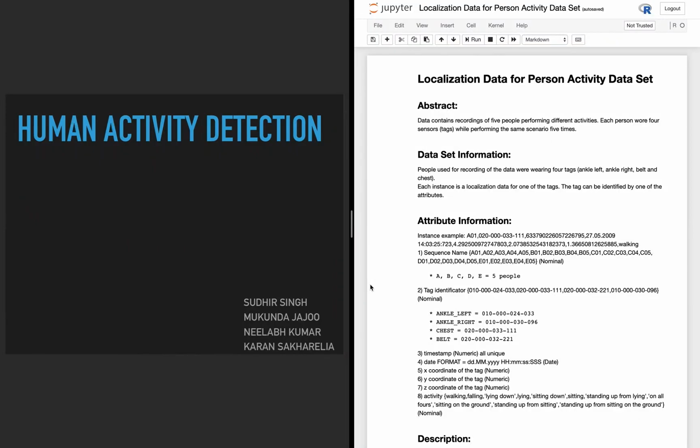Hi everyone, in this video we talk about the human activity detection model that we implemented as a part of our Introduction to Big Data course. But before we get into the implementations, let's first have a look at why activity detection is important.